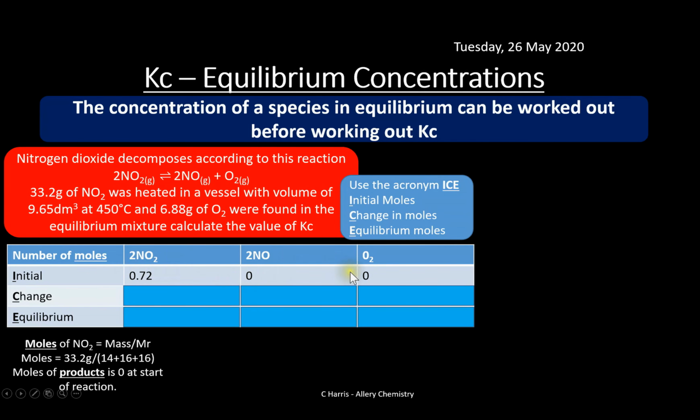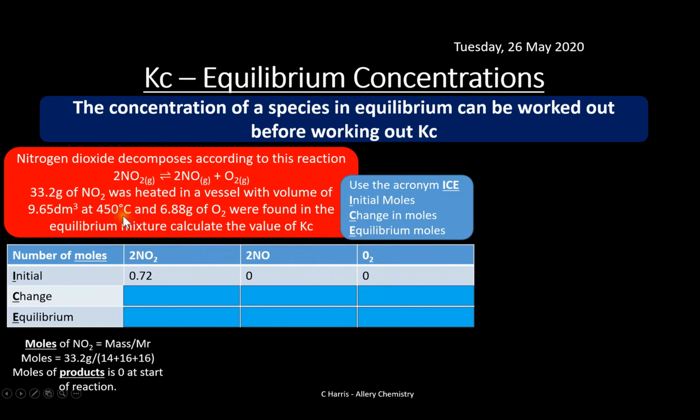Our products are 0. We haven't actually produced any products, because we have loads of reactants, but no products at all because we haven't actually started the reaction. So then what we need to do, and we can see here that we have no moles. This is moles, remember, not concentrations. We have 0 moles of oxygen.